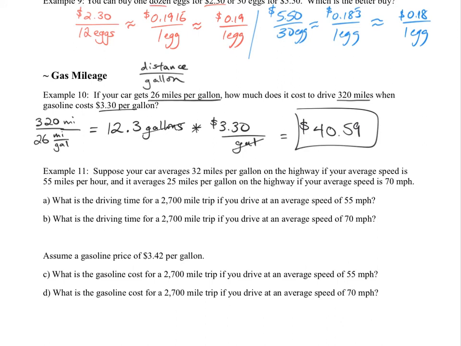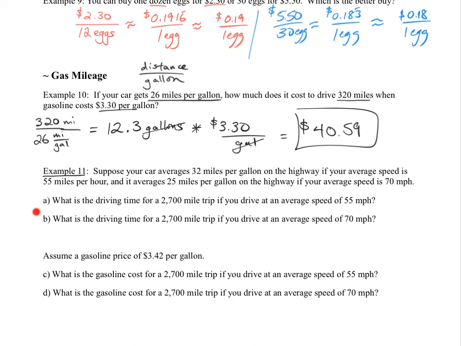All right, example 11. Suppose your car averages 32 miles per gallon on the highway if your average speed is 55 miles per hour, and 25 miles per gallon on the highway if your average speed is 70 miles per hour. And this is a real thing. If you push your car to go harder for a longer time at highway speeds, if you push your car harder, 70 miles per hour, your MPG will go down. If you scale it back a little bit and go, like for Houston, like 20 miles under the speed limit, you'll get a better miles per gallon.